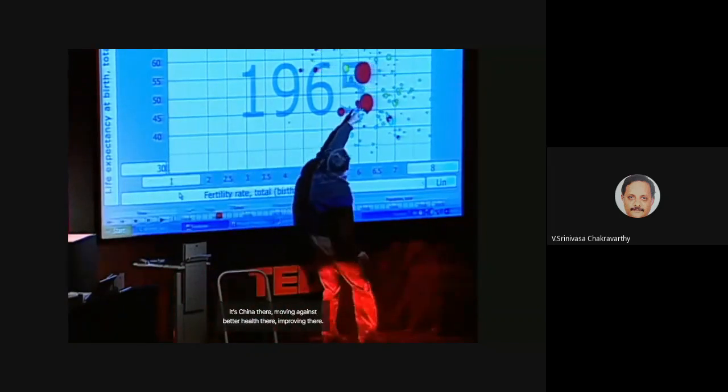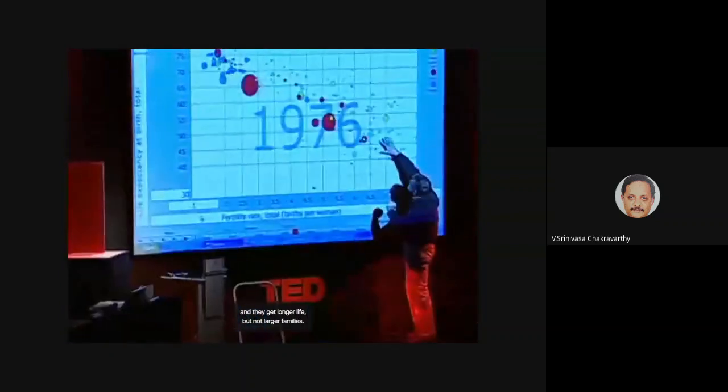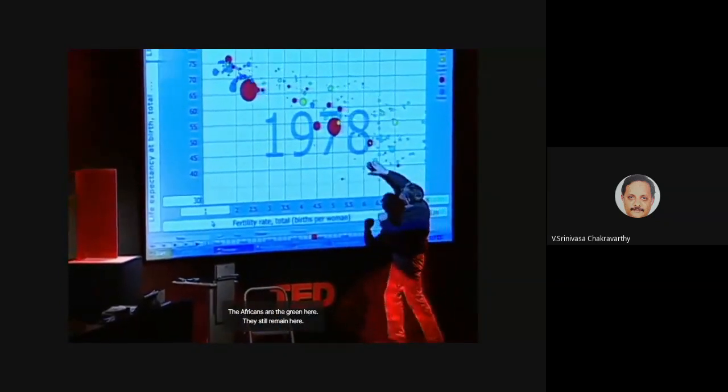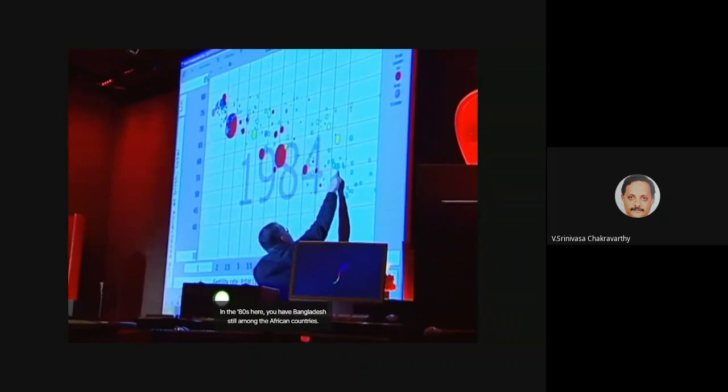It's China. They're moving toward better health. They're improving there. All the green Latin American countries, they are moving towards smaller families. The yellow ones here are the Arabic countries, and they get longer lives, but not larger families. The Africans are the green down here. They still remain here. This is India. Indonesia is moving on pretty fast. And in the 80s here, you have Bangladesh still among the African countries there. But now Bangladesh, it's a miracle that happens in the 80s. The imams start to promote family planning, and they move up into that corner.